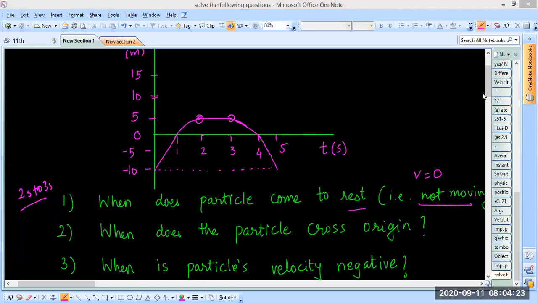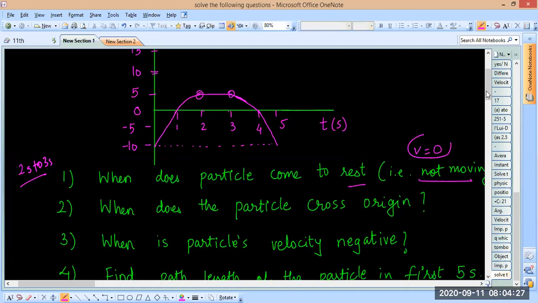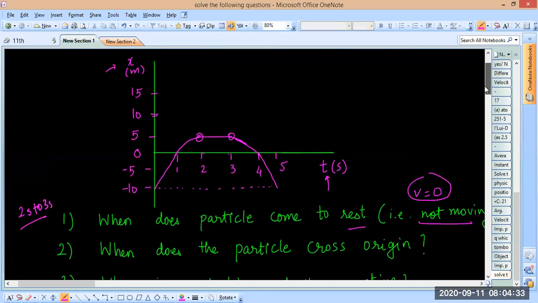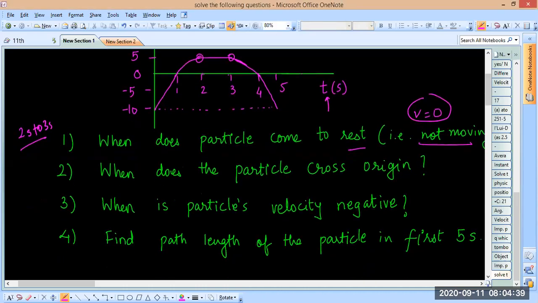I will not go into a lot of details. We have already seen that if you want to find velocity from an xt graph, you can find velocity by slope of tangent. So we have talked about all that, so I don't think it's worth repeating.